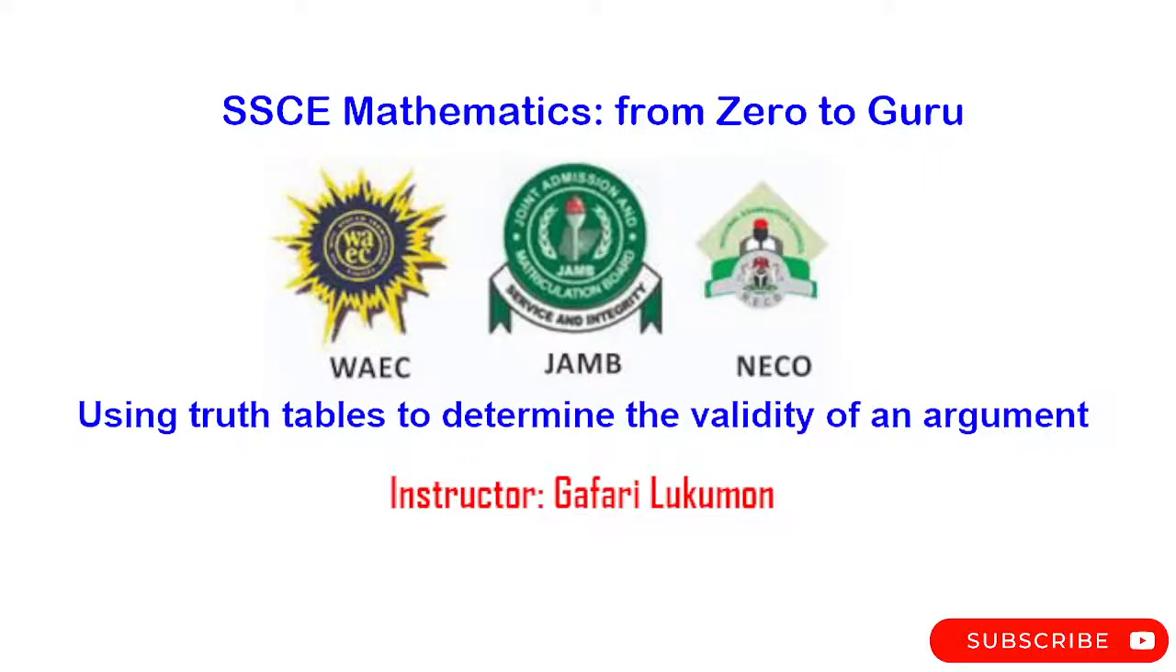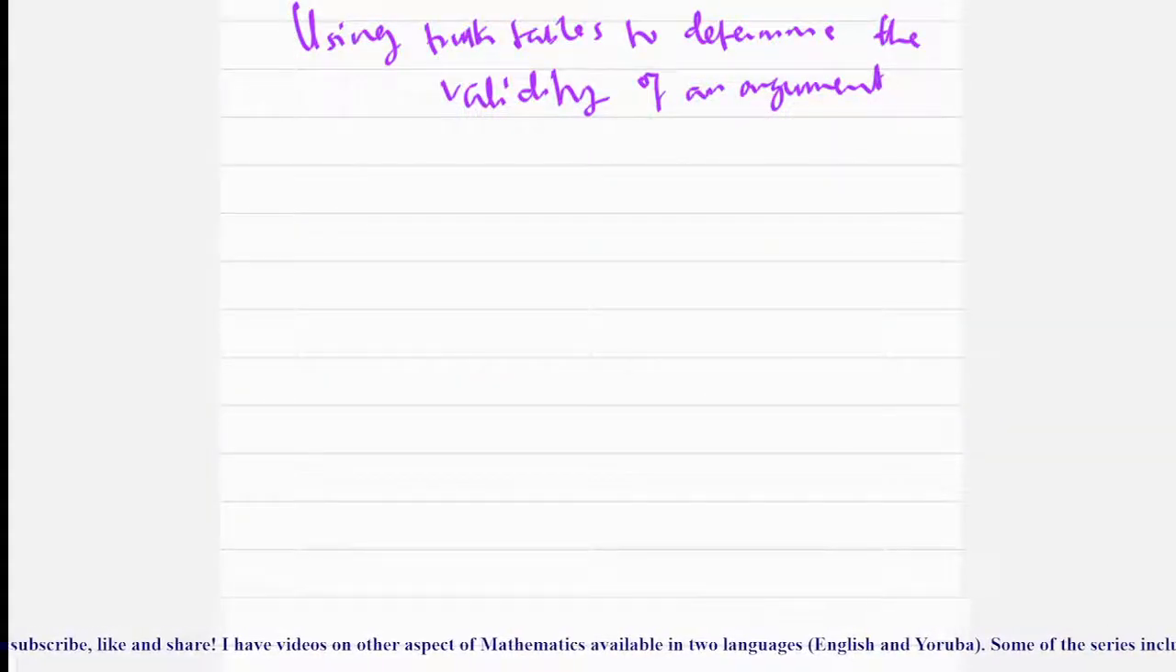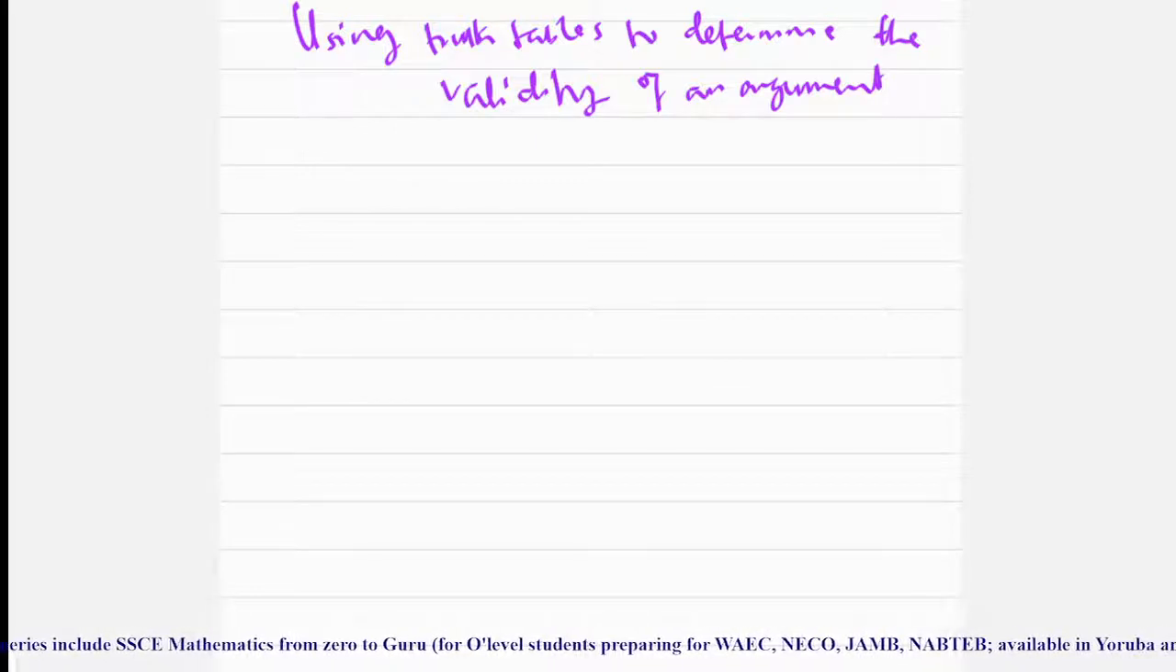Hi everyone, welcome back. In this video, we'll be looking at how to use truth tables to determine the validity of an argument. In the last video, I explained how you can use Venn diagrams to determine the validity of an argument, and I iterated that there are solid relationships between set theory and propositions.